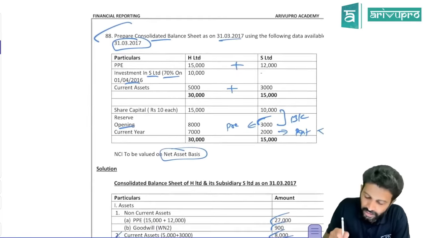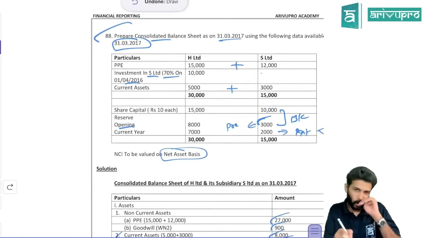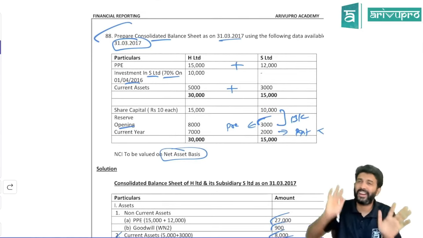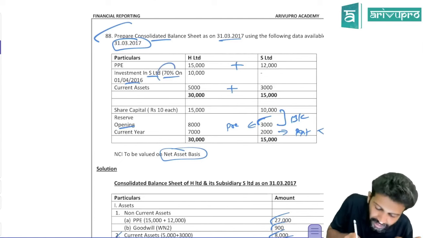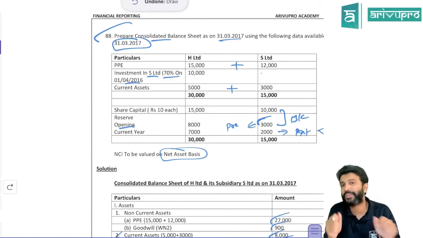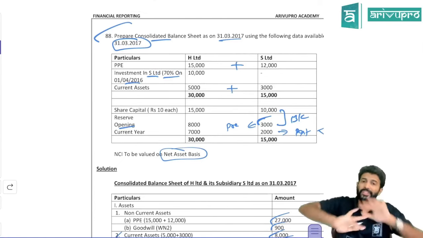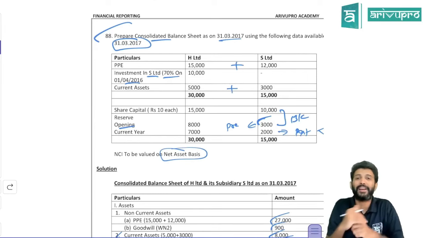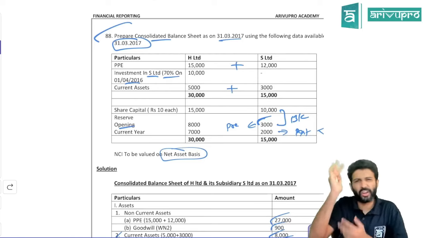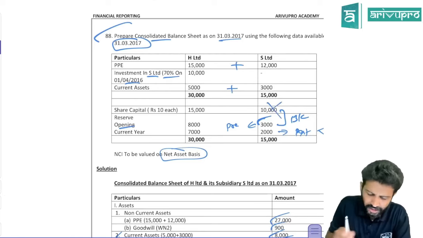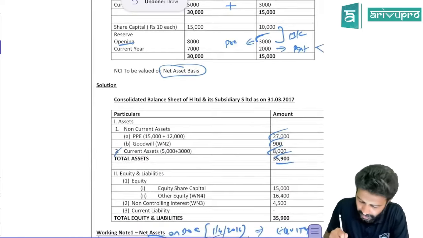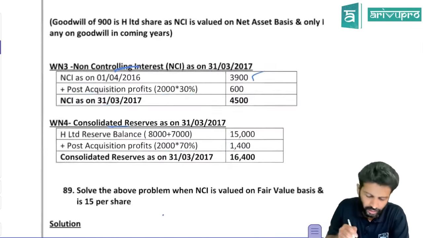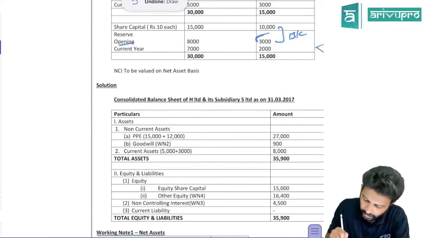Then share capital. The subsidiary's share capital and reserves and surplus will not come because the parent cannot control them. What the parent can control is really only the net assets. Hence, net assets we add 100%. Even though the parent owns only 70% equity shares in the subsidiary company, with 70% they can control 100% of the net assets of the subsidiary company. That's the reason all the assets and liabilities we add 100%. Share capital and the like you cannot control, hence it is irrelevant. The subsidiary's share capital will not come. Only the holding company's share capital will come under the share capital side. And for reserves and surplus or other equity, we have already done a working note. The consolidated reserves is 16,400, which will come here.